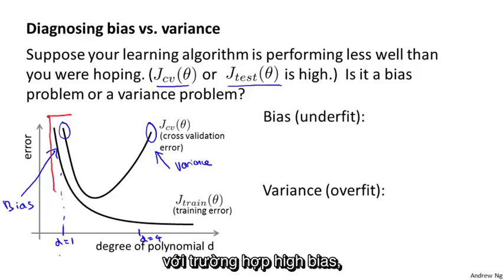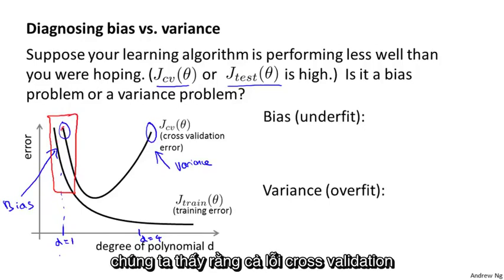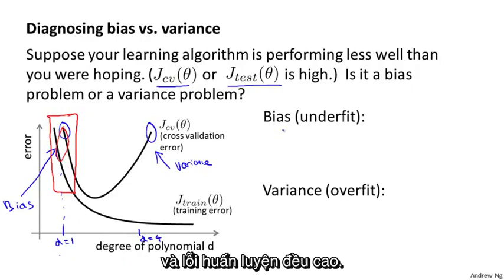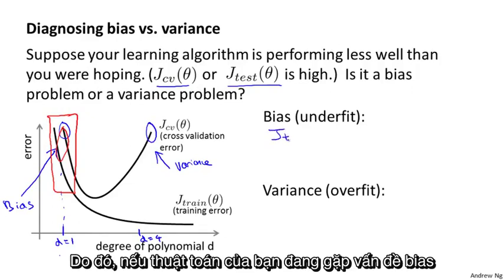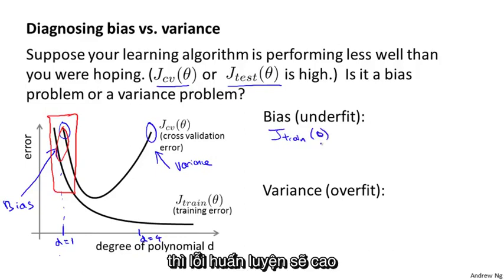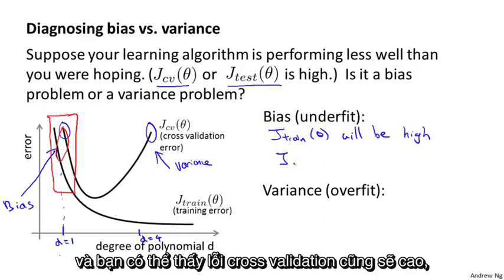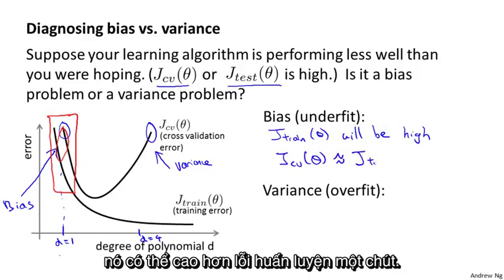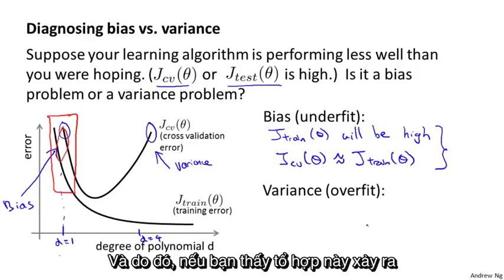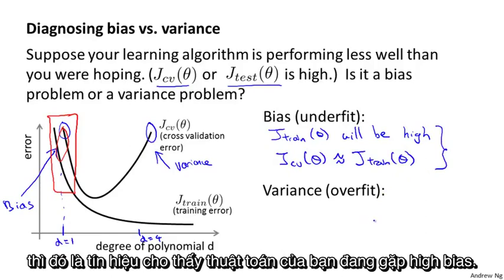Concretely, for the high bias case, that is the case of underfitting, what we find is that both the cross-validation error and the training error are going to be high. So if your algorithm is suffering from a bias problem, the training set error will be high, and you might find that the cross-validation error will also be high. It might be close, maybe just slightly higher than the training error. And so if you see this combination, that's a sign that your algorithm may be suffering from high bias.